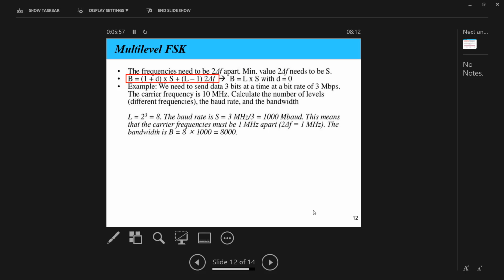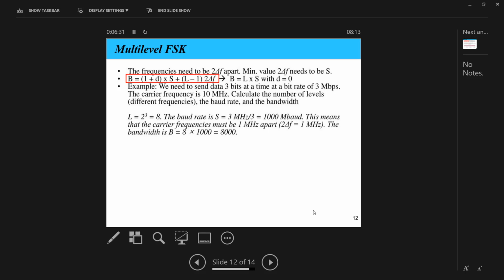Here we say that we need to send 3 bits at a time. So 3 bits, it means that Lr equal to what? We send 3 bits at the same time. So 3 bits represented in one signal. So r will equal 3 because I need to send 3 bits. And the L will be 2 to the power m, where m is the number of bits I need to send. So it will be 8.